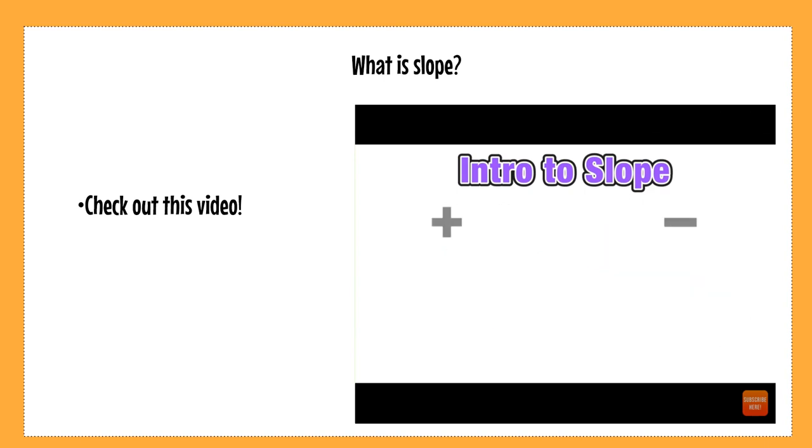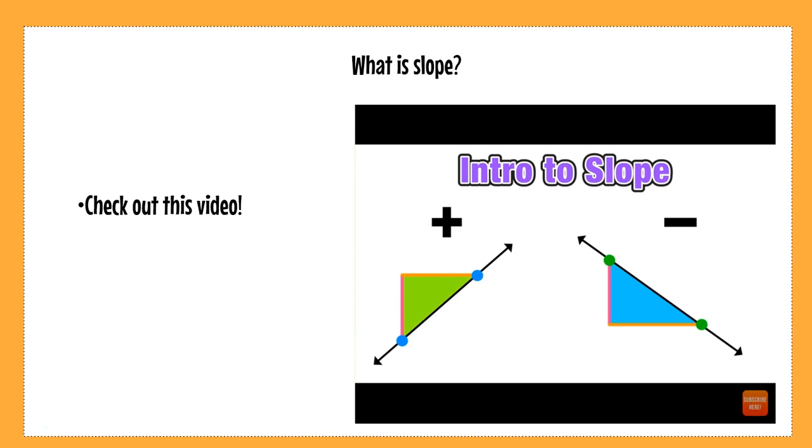So let's take a few moments to visualize the difference between applying rise over run to positive and negative slopes. Again, notice that the line with the positive slope is increasing from left to right, and that the line with the negative slope is decreasing from left to right.